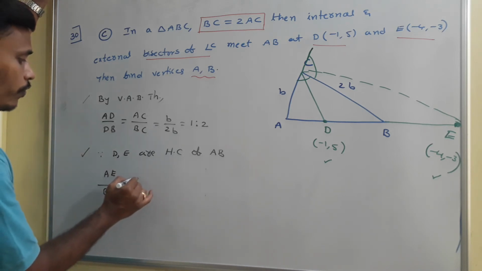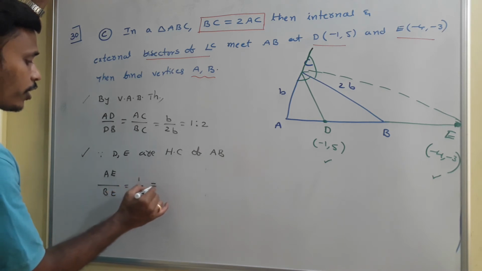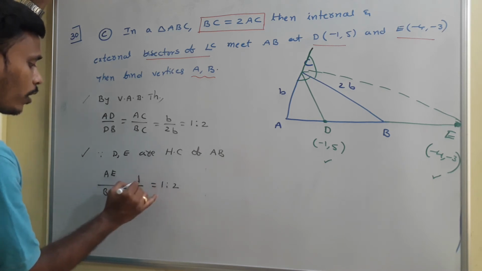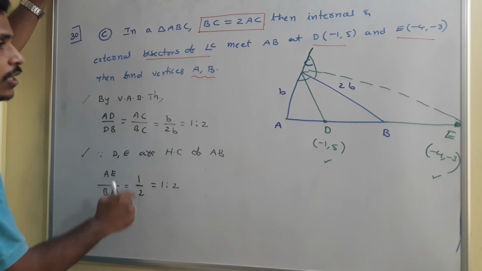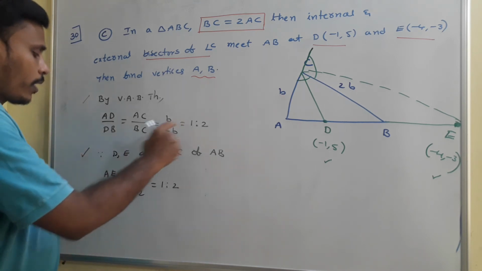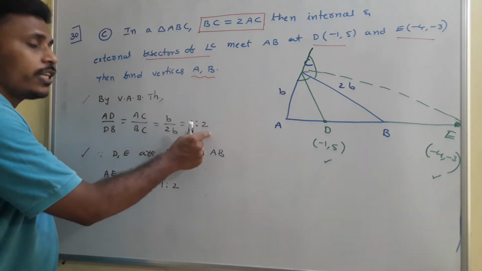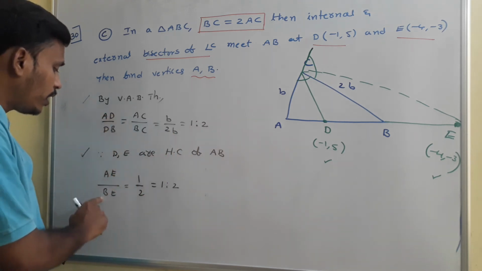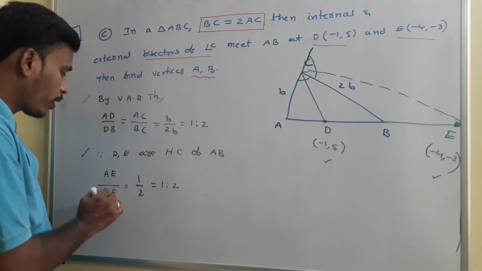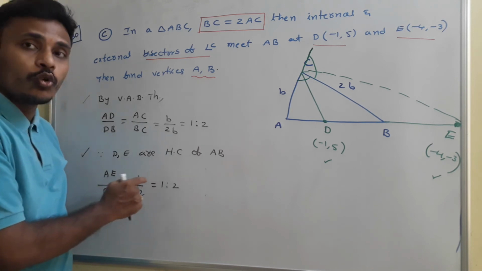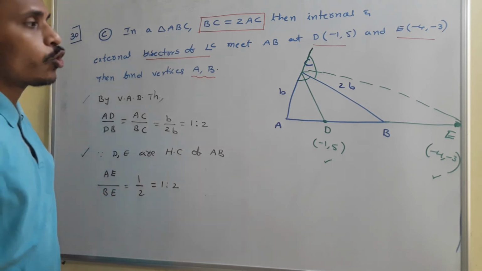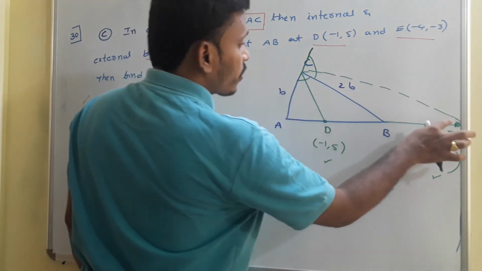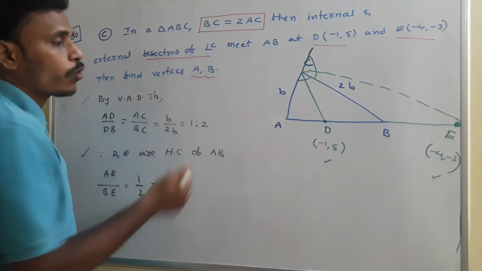So this is also of the ratio 1 is to 2 only. Since that ratio is 1 is to 2, this is also 1 is to 2. That means the AE to BE ratio is 1 is to 2. So AD by DB is 1 is to 2. Since E is the harmonic conjugate, AE by EB is also 1 is to 2. That means the distance from E to A is somewhat nearer than to B. And that's why, instead of considering B on this side, it is better if you consider this part.